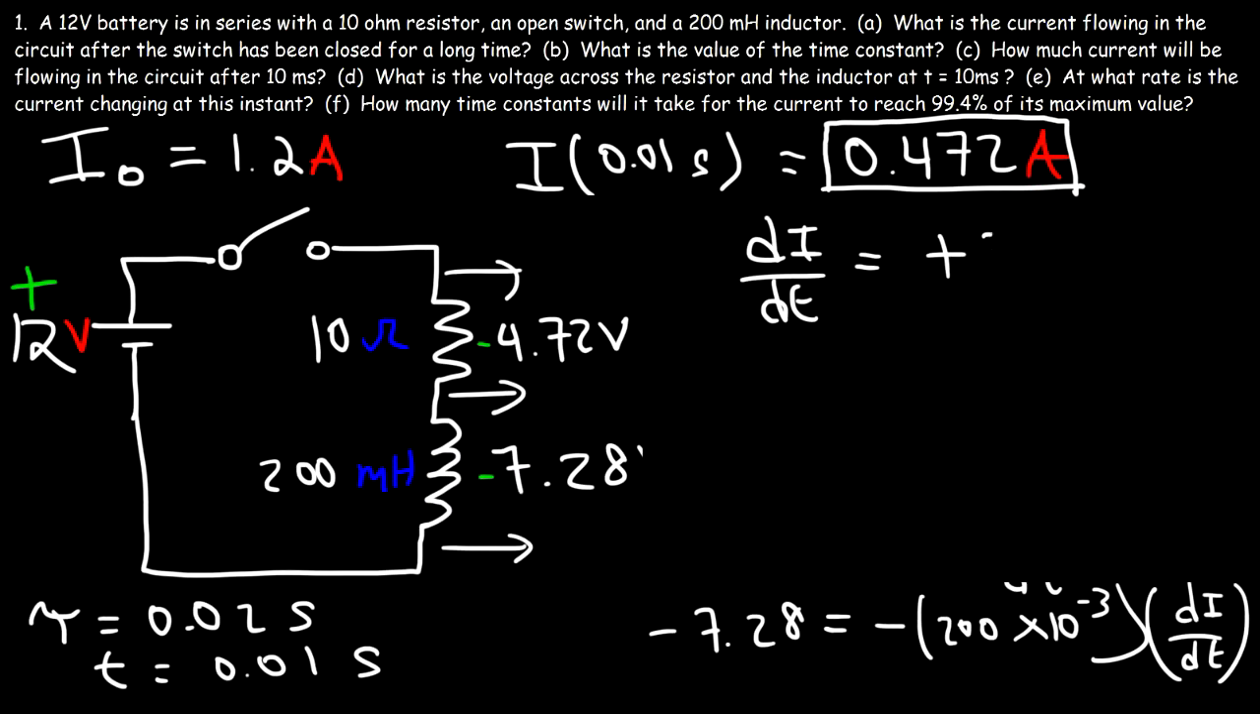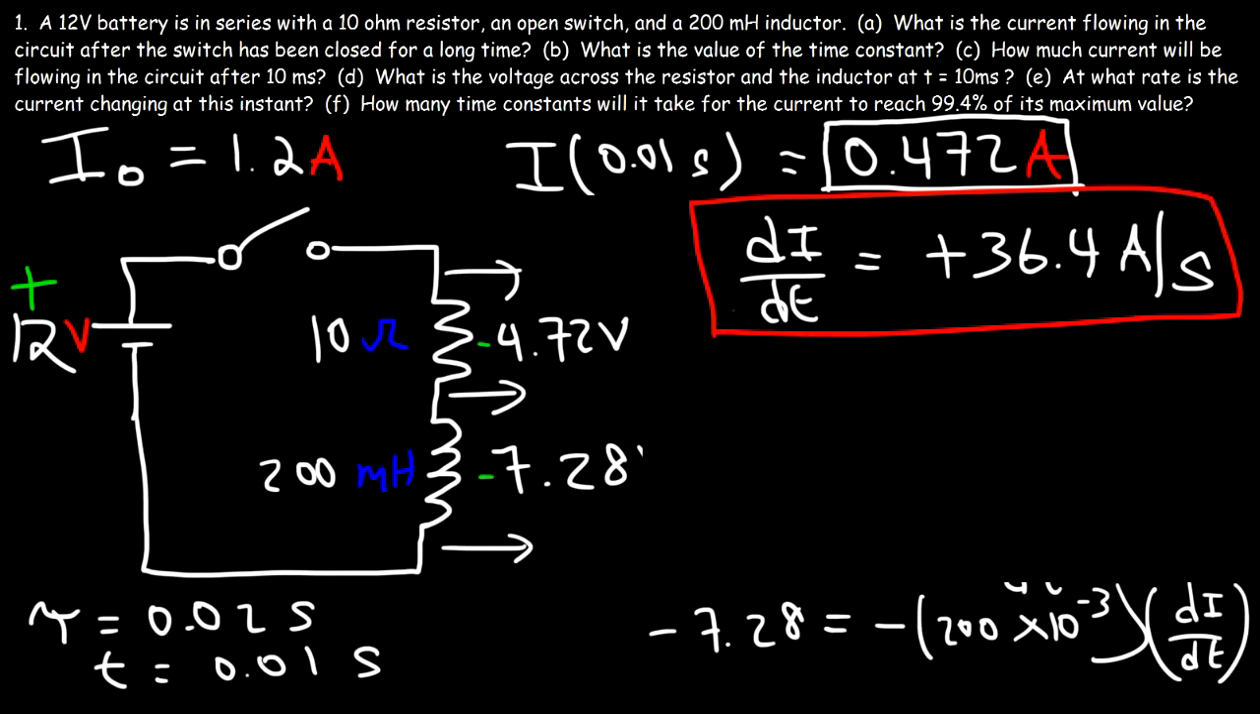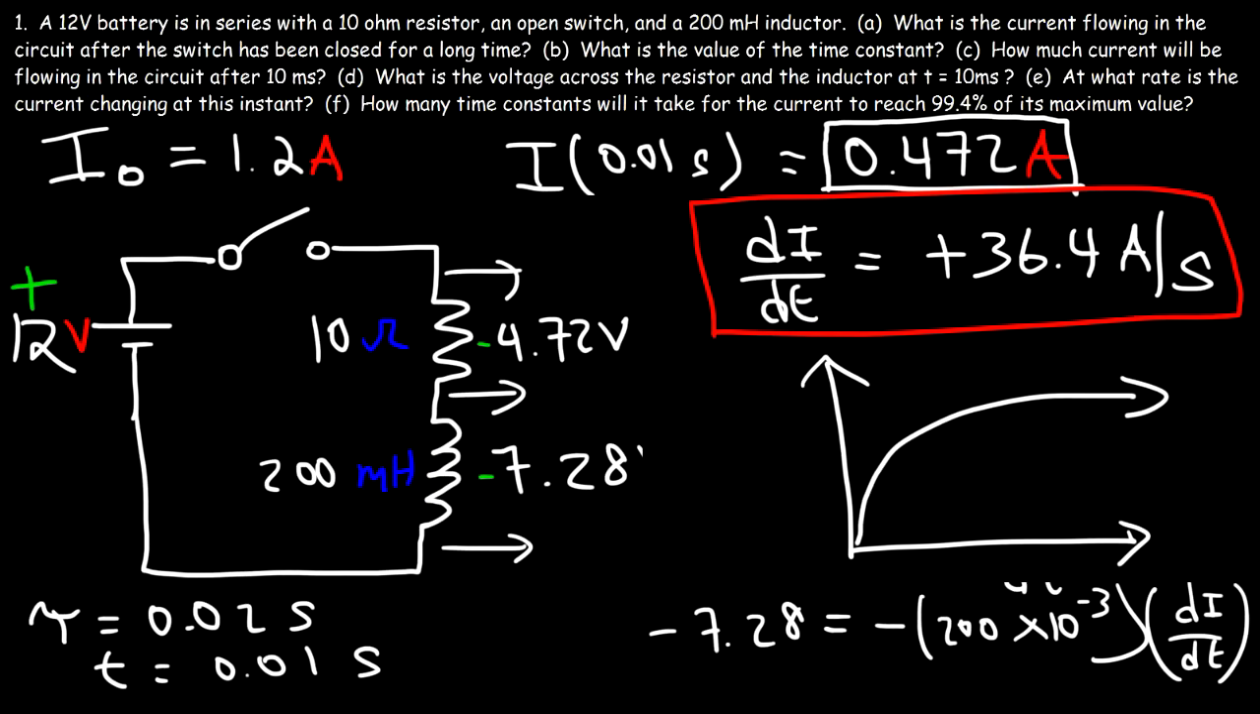It's positive 36.4 amps per second. So that's the rate at which the current is increasing per second. Now we know it should be positive because we're dealing with this situation. When the switch closes, the current is going to increase from 0 to 1.2. So therefore, if the current is increasing, di/dt should be positive, which means the voltage across the inductor has to be negative, which fits well with this equation.